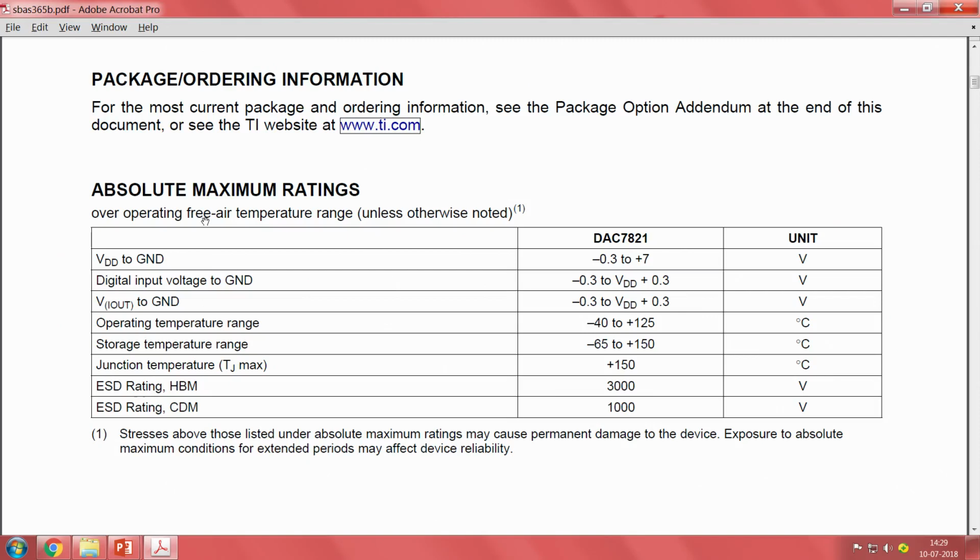Okay. And then ESD rating is what? Electrostatic discharge rating. That is the highest voltage that you can use so that it does not get damaged with electrostatic discharge. They will always have this flag, they will tell that stresses above those listed under absolute maximum ratings may cause permanent damage to the device. Exposure to absolute maximum conditions for extended periods may affect device reliability.